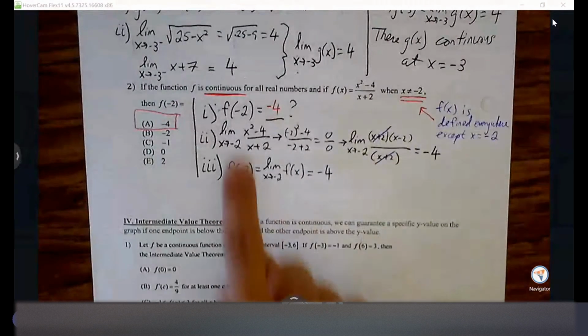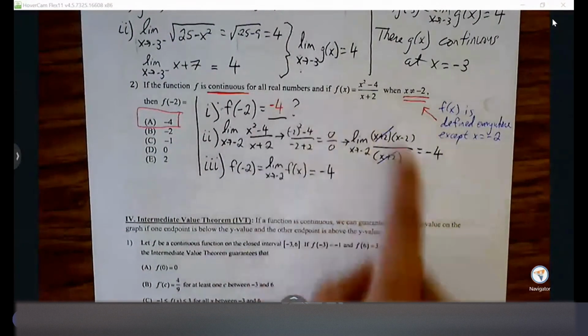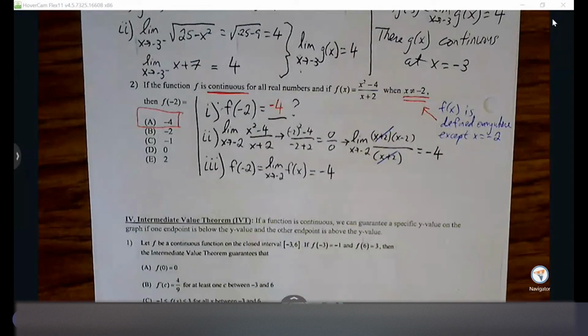We're restricted. This number has to be -4. Otherwise, we're not going to be able to get everything lined up. Okay, a few minutes here.